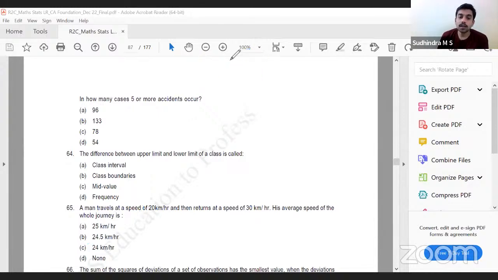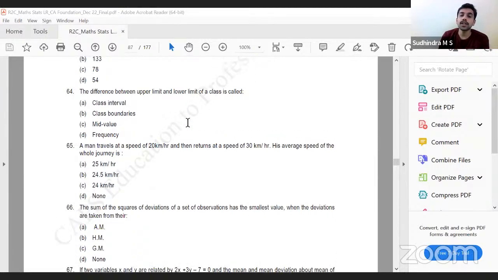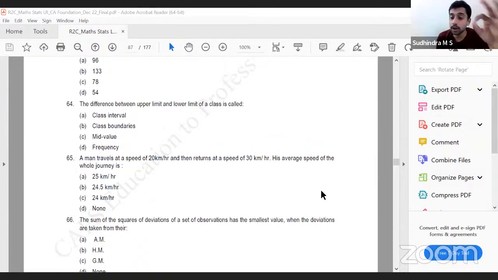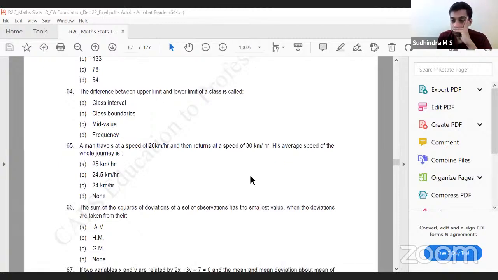Next question. Sum of squares of the deviations of set of observation has the smallest value when the deviations are taken from there. Arithmetic mean. We didn't revise this concept. Squares of the deviation has the smallest value, that is summation x minus x bar the whole square, right? So this is lowest when that deviation is taken from that arithmetic mean when compared to the other measures of central tendency.